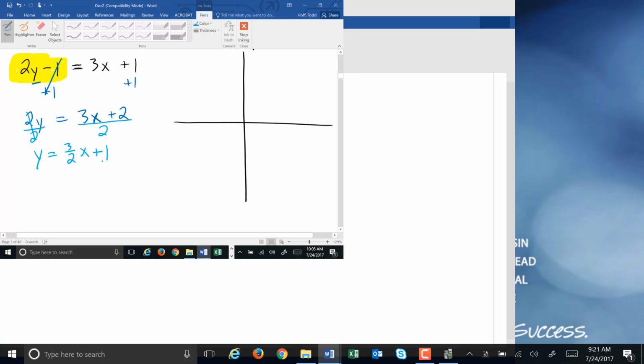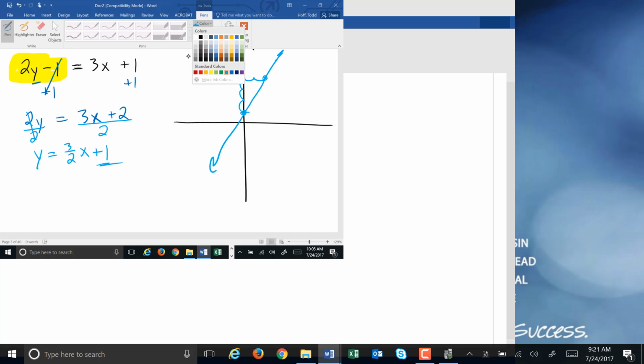Yes, we can. Where do we start? Positive 1 is our y-intercept. That's from the plus 1. Then up 3, over 2. Very good.